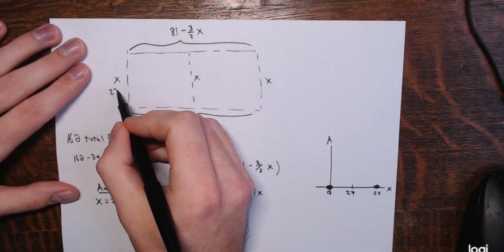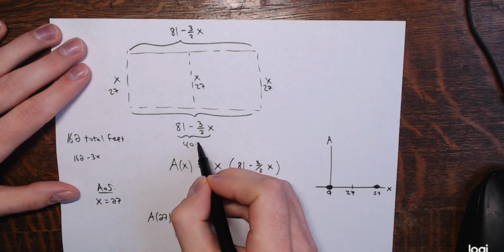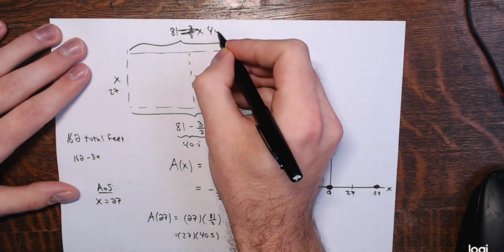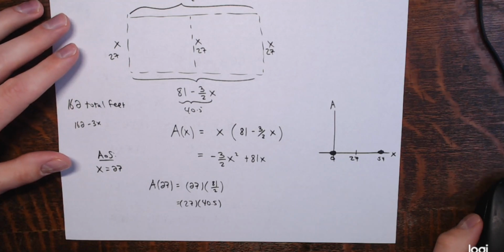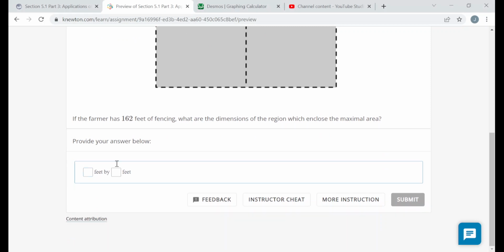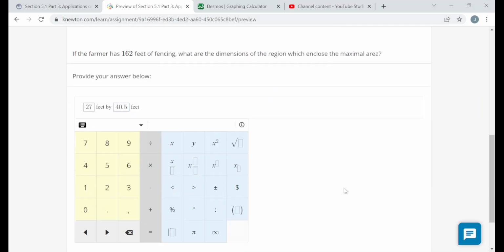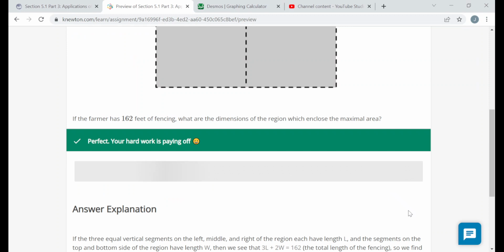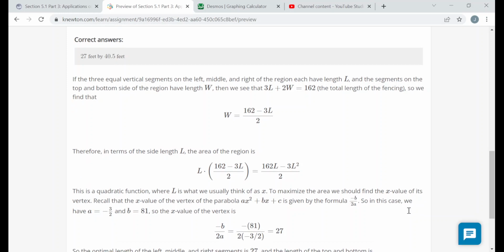So if these were all 27, and this side here was 40.5 or 81 halves, same thing with this side, the area would be the largest possible, and it's whatever 27 times 40.5 is. But they're not asking us for the area. They're just asking us for the dimensions that would give us that largest area. So 27 feet by, you can put 81 halves, but I think 40.5 will also work. Great. Yeah, it's pretty much the same setup as earlier, just with some different numbers.